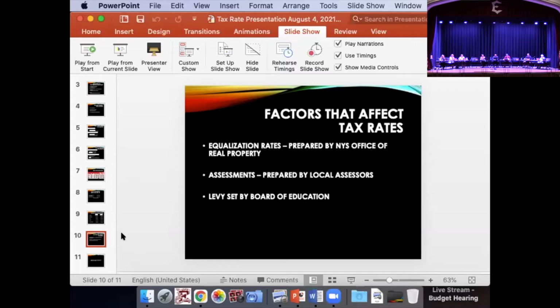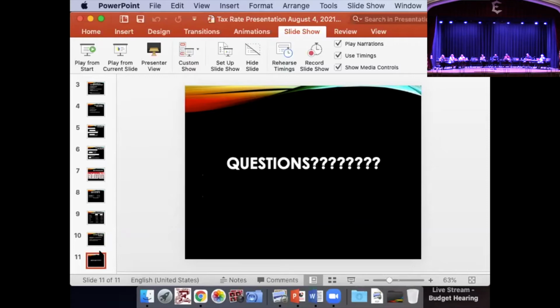So factors that affect the tax rates: the equalization rates, they are prepared by the New York State Office of Real Property. It is New York State's attempt to say that home values are always at market value so that it doesn't matter what township you're in, they're all taxed equally. Assessments, they're prepared by the local assessors, and the levy is set by the Board of Education. Any questions? Thank you.